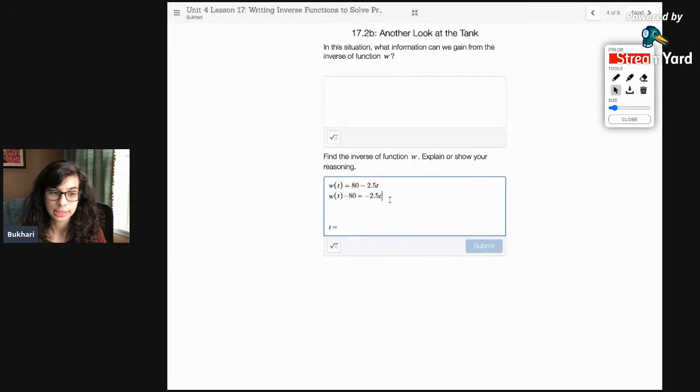And then what is my last step here? How do I get t by itself? What operation do I see here? And so that will help you find the inverse of your function.